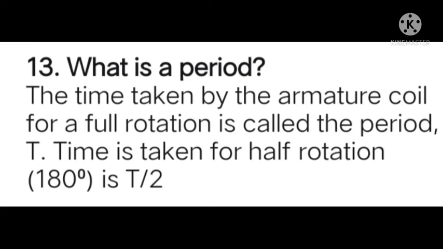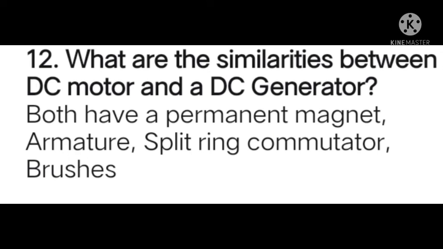What is a period? The time taken by the armature coil for a full rotation is called the period T. Time taken for half rotation, that is 180 degrees, is T by 2. Time taken for 1 by 4 rotation is T by 4.